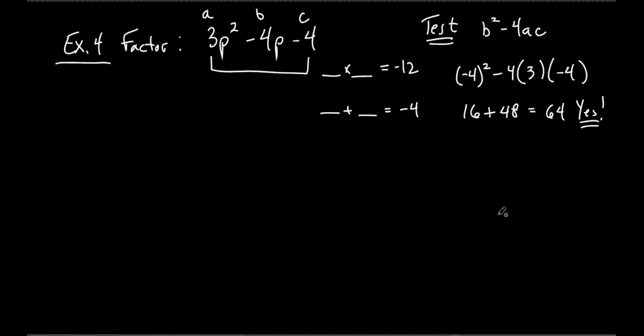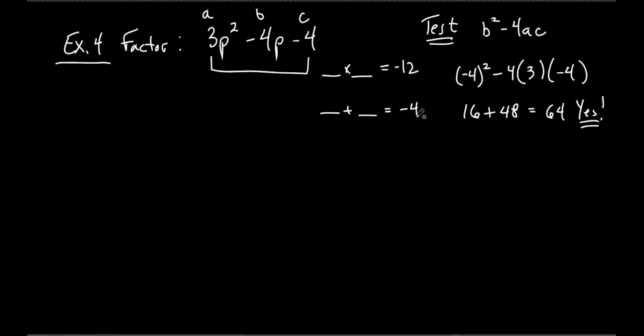I watched a video, and this lady wrote down all the possible variations of what times what is 12. But I think we can do this in our head. All right, let's just go through a couple of these in our head. What times what is 12? Well, 1 times 12. Is there any way I can get a negative 4 out of that when I add them? A 1 and a 12? Nah. What's the next one?